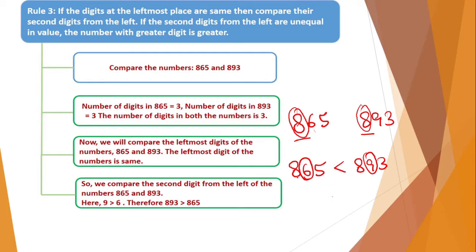So, if the digits from the left are equal, we should compare the next digit and so on. We should keep on comparing till we get unequal digits. So, you can see that 893 is greater than 865.